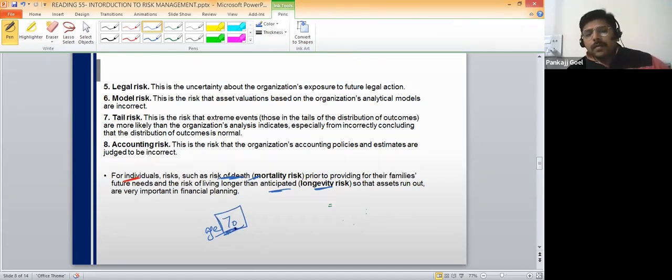Now what happens? Funds are created according to that. If that person lives after 70, then from where will the money come to sustain life? It will become very problematic for him or her now. So that is longevity risk. See, it seems that dying too early is a risk, but living too long is riskier than this mortality risk.